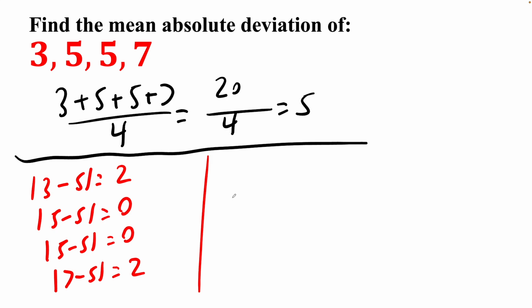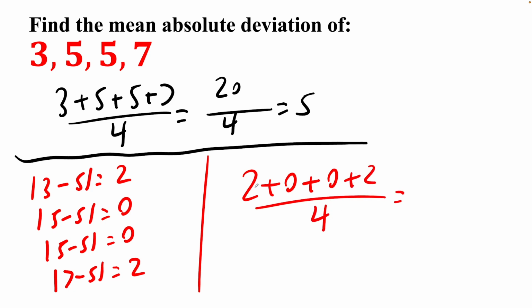Now we'll go ahead and calculate the mean absolute deviation. So 2 plus 0 plus 0 plus 2. How many numbers do we have? 4. 2 plus 0 plus 0 plus 2 gives you 4. So we have 4 over 4, which is 1. And 1 is our mean absolute deviation.